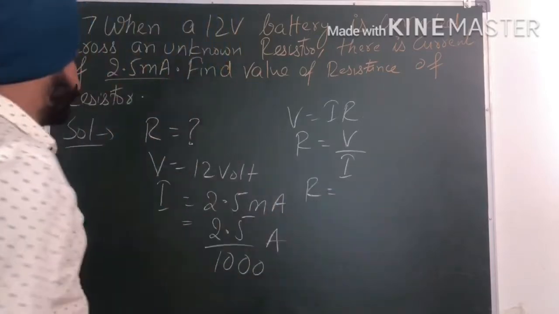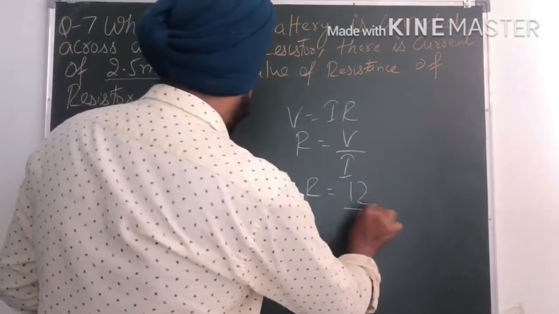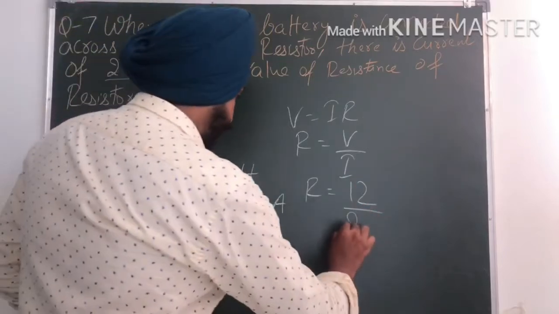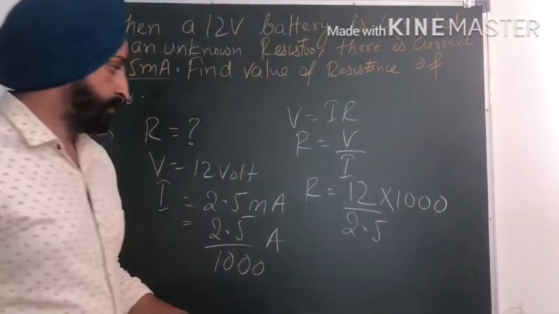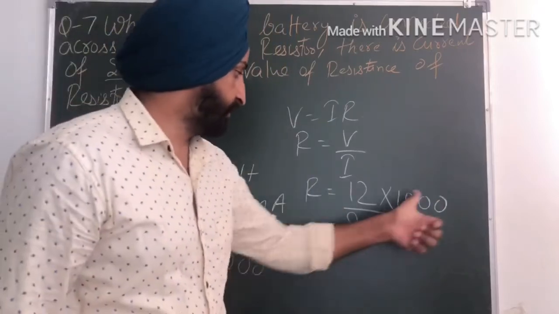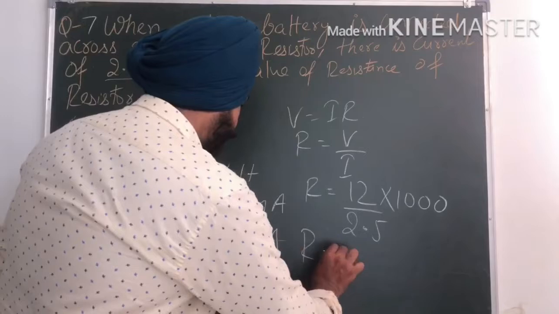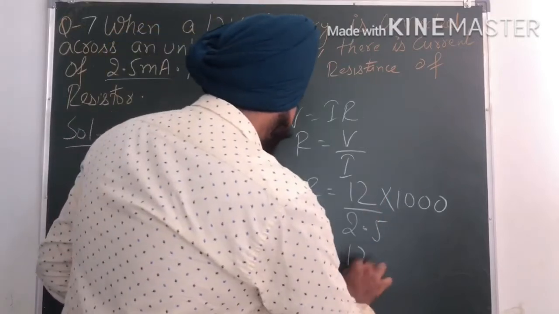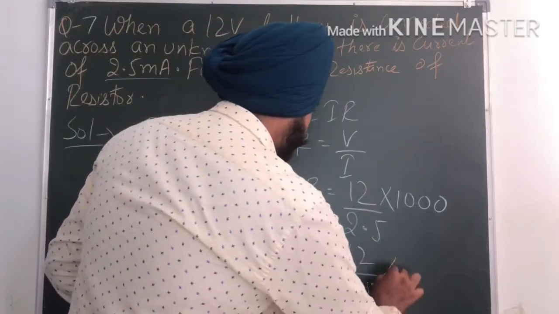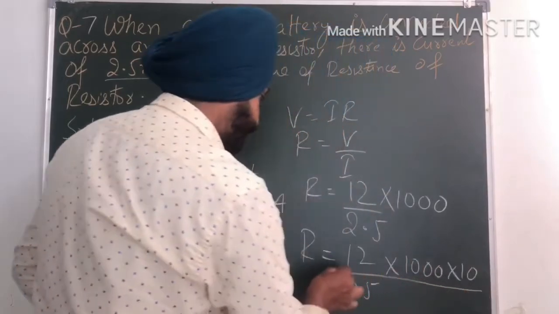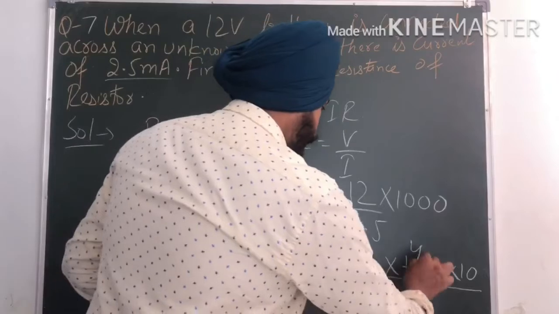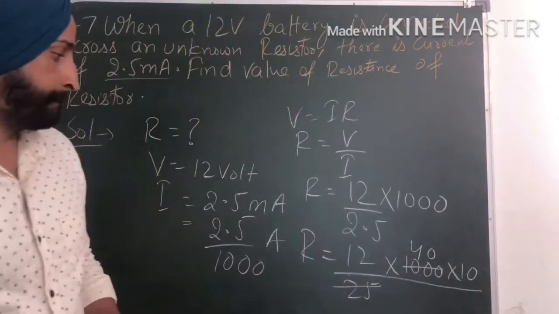And it would be equal to, what is voltage? It is 12. And what is current? It is 2.5, and 1000 will go over here. Now if you remove this decimal, another 10 will get multiplied over here. So it will be left with 1000 into 10. So you can write it as 40.